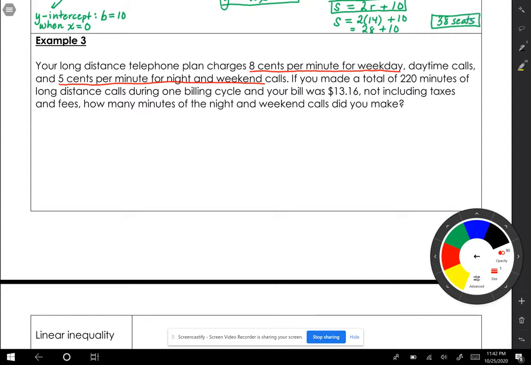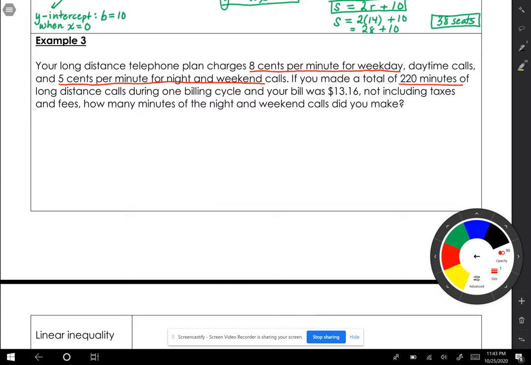If you made a total of 220 minutes of long-distance calls during one billing cycle and your bill was $13.16, not including taxes and fees, how many minutes of the night and weekend calls did you make? So this is a little tough, but you know your total bill is $13.16. Let's assume there are no taxes, as stated in the problem.